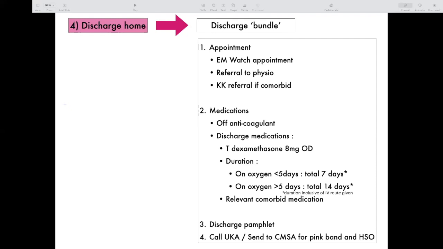Other discharge medication we should give is our DEXA. To complete the DEXA, as I said just now, it depends on your oxygen requirement. If less than 5 days, your total DEXA should be 7 days. If more than 5 days, it should be 14 days. Last but not least, we should also give our patients a discharge pamphlet, call UKA, and send to CMSA for the pink band and also HSO.